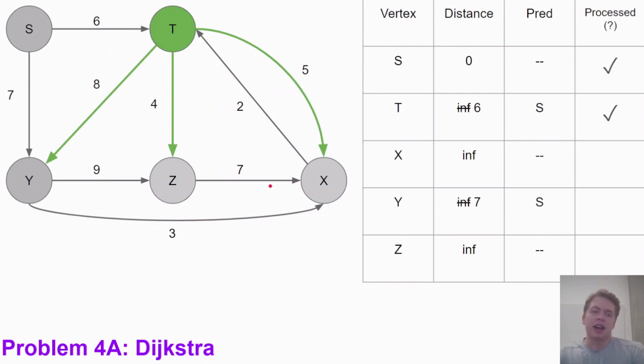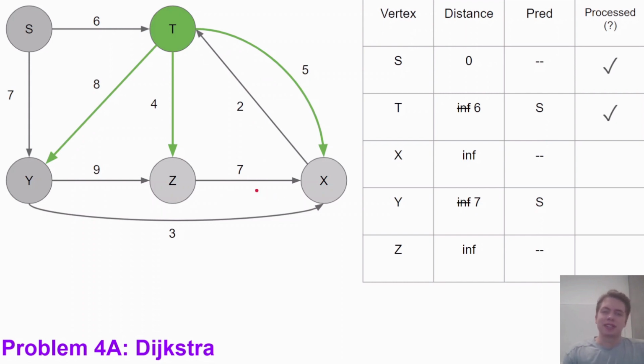The distances of Z and X are both still infinity, since their distances have not been updated yet. So now their distances will be updated to the distance of T plus the edge from T to these vertices. So since T has a distance of 6, Z will now have a distance of 6 plus 4, which is 10. And likewise, X will now have a distance of 6 plus 5, or 11.